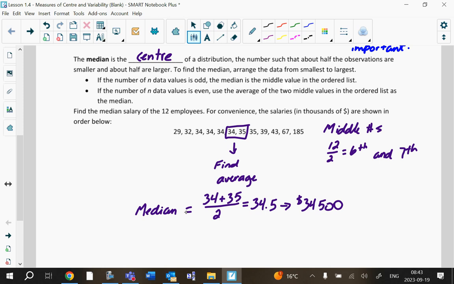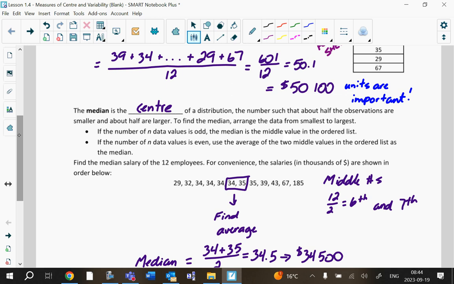So remember, these are measures of center. We're talking about whereabouts is the center of a set of data. Well, if we look at these previous two that we just did, we got pretty different numbers. For the mean, we got 50,100, and yet for the median, we only got 34,500. Those seem to be very different from each other. Which one actually represents the center of a distribution better?